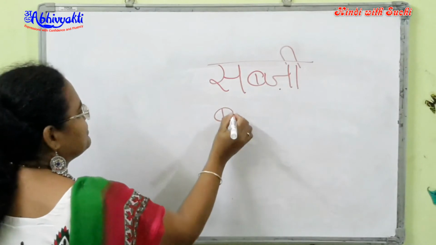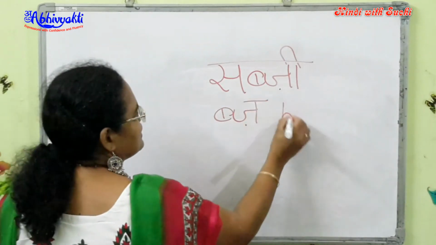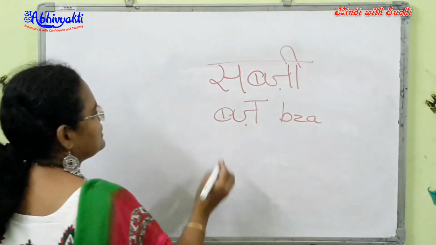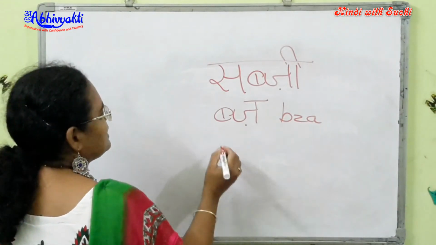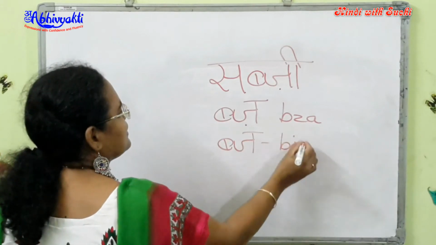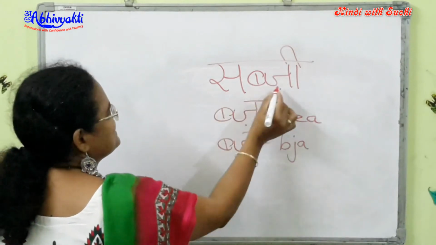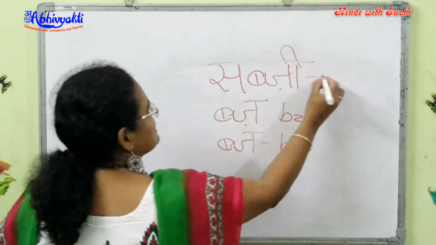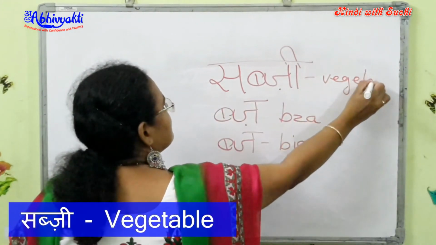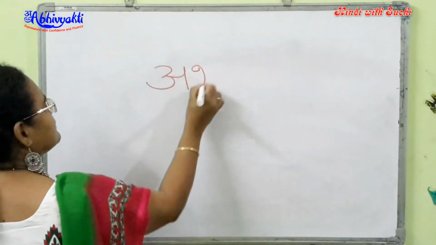Now I have the b with the z, bz. Without the dot, it would be bj, bj. So sabzi, sabzi, sabzi is vegetable.